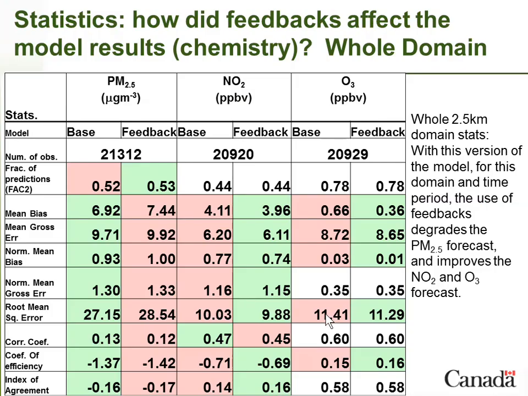In terms of evaluation, what we've done so far for the high resolution work is just look at some of the chemicals, because we have a surface monitoring network for that as well as the meteorology. I've got different statistical measures here, but I've colored them green or red for which one did better. The no feedback is the base case, and the feedback is the one called feedback. For some of them, the NO2 and the ozone, for example, you actually get improvements. PM 2.5 got a bit worse. This is over the whole domain.